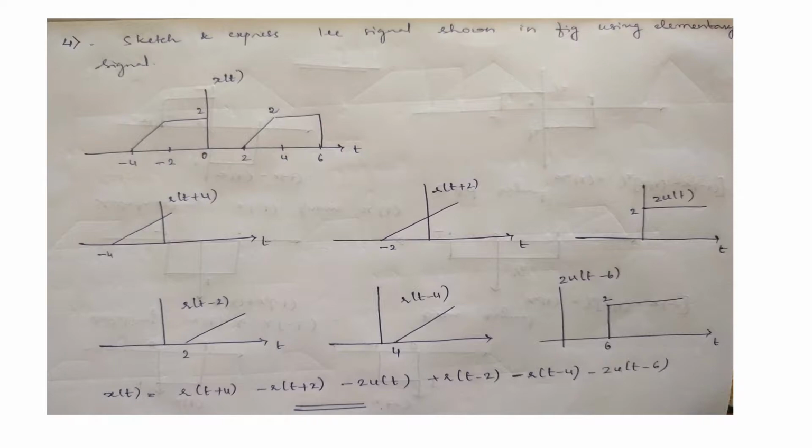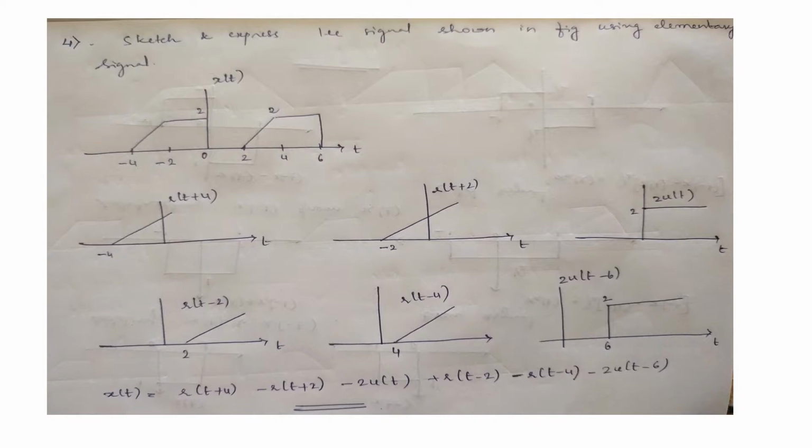But at 0 there will be a step function with amplitude 2. Hence in the third figure it is given 2 into u of t. Similarly, on the right side also, a ramp signal is present at 2. Hence, it is r of t minus 2. It is on the right side, hence I have to take it as t minus 2. And it will continue at 4 also. Hence, it is taken as r of t minus 4. And at 6, I have one step signal with amplitude 2. Hence, it is 2 into u of t minus 6.